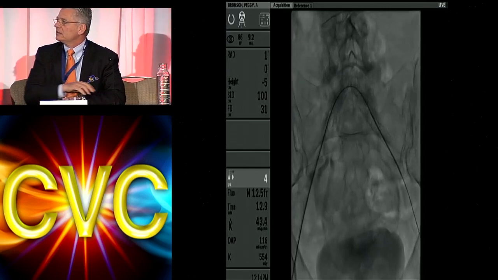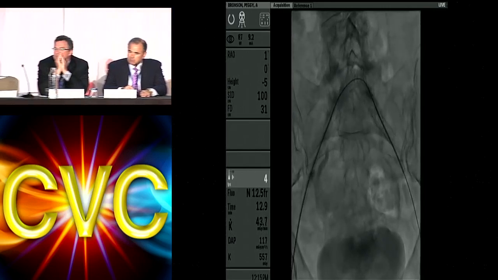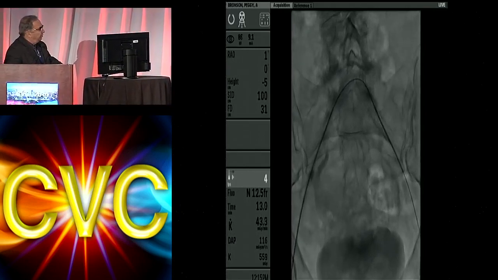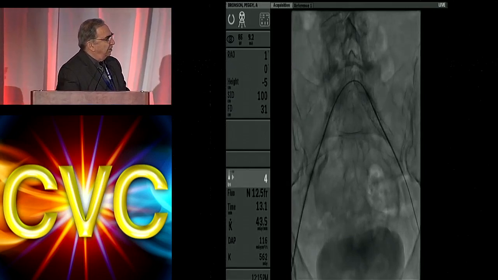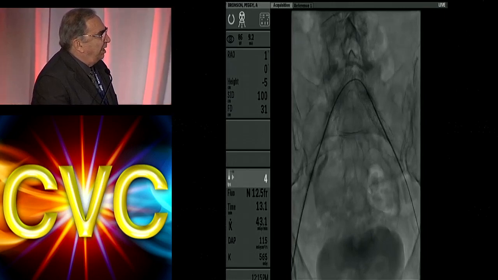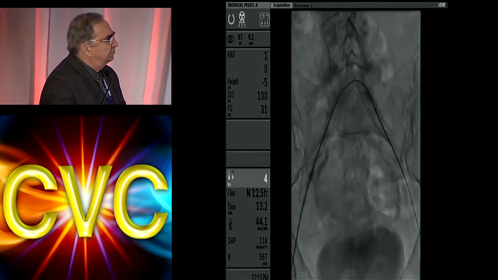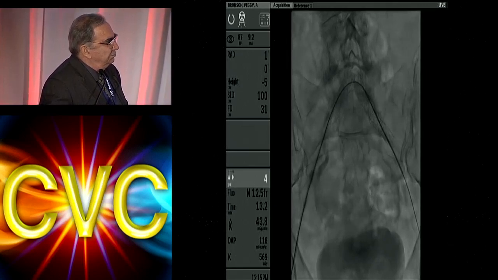The problem is that I can advance it a little bit further down, but it still cannot go further than that. Even with a puncture from the other side, if I grab the catheter, I might not be able to pull it through. Yeah, the physics are against you here. You're pulling and it's straightening it out.